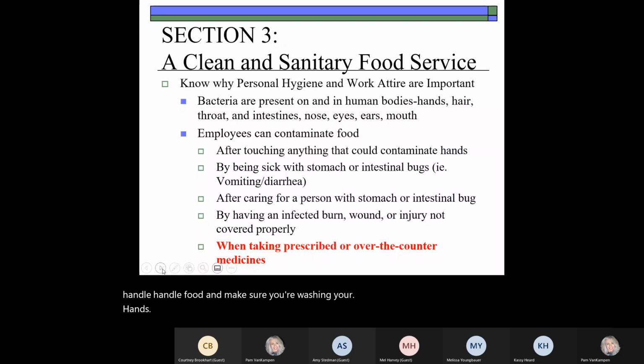Okay, section 3, moving right along, which is on page 29. Let me get there really quick.